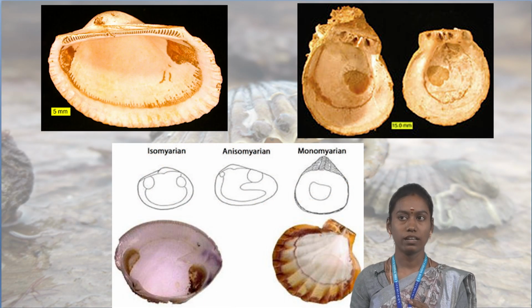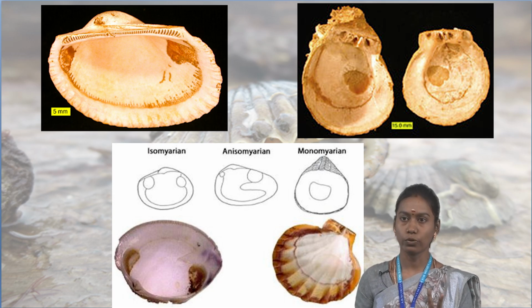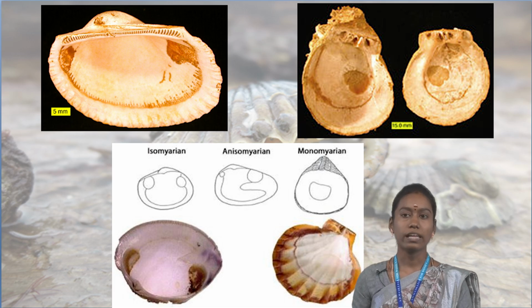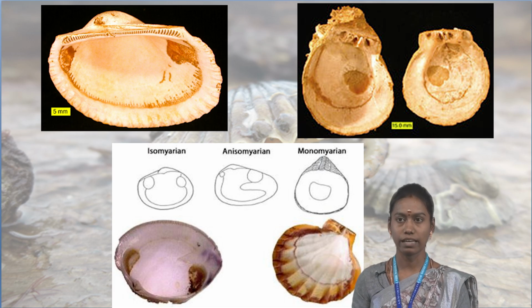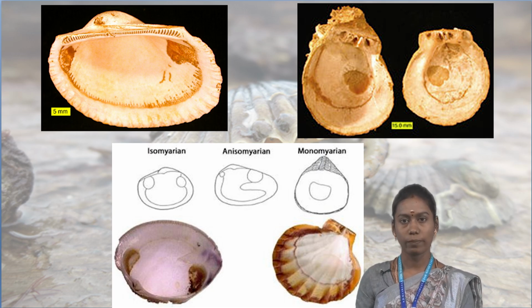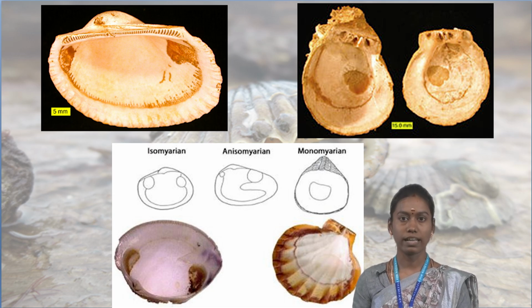In this picture, last, you can see the diagram with the shell. Isomyarian comes under the dimyarian. Dimyarian is divided into two types, which are isomyarian and anisomyarian. Isomyarian means two adductor impressions are present on the anterior and the posterior, and both adductor impressions are the same in size, which may be round or oval. But in anisomyarian, one adductor impression is larger than the other.